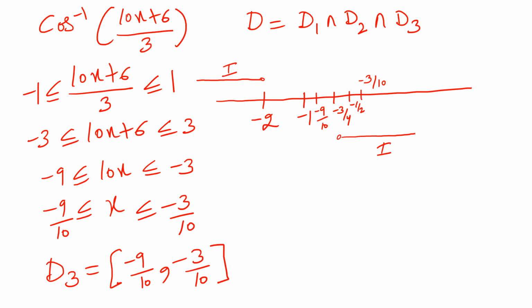Now the second domain D2 is closed -1 to -half. So it is this particular region. I am marking it by the line number 2. And the third domain D3 is closed -9/10 to -3/10. That means it is this particular region. Fine.